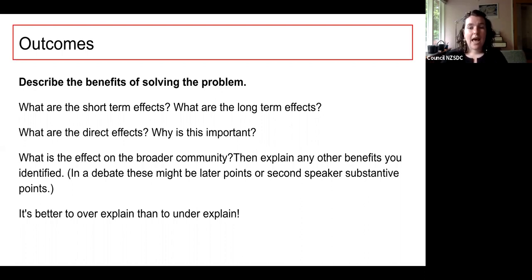And this is how you explain to an adjudicator why they should care about all the other things that you said. If you prove that you solved the problem, but you don't convince the adjudicator that it's actually a problem worth solving, it's going to be hard to win the debate. So what are some things to think about in terms of outcomes?